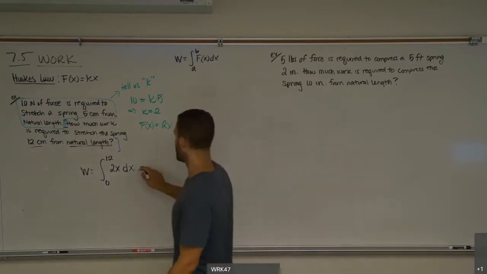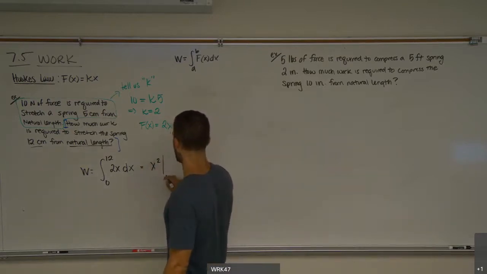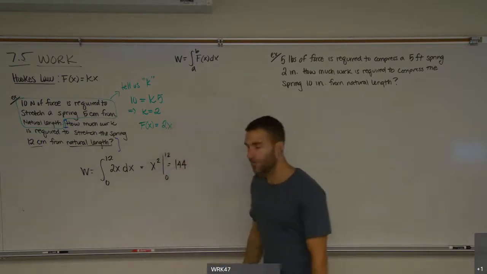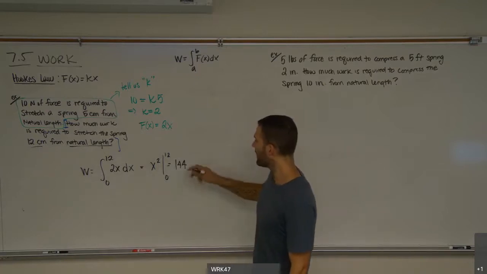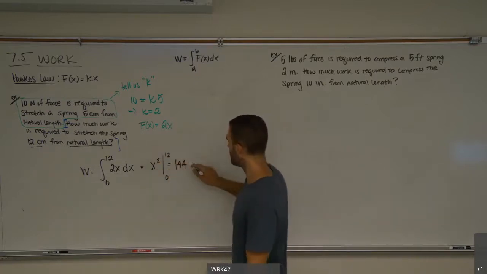Now we have a very simple integral to take. The antiderivative is x squared from 0 to 12. That gives me 144 minus 0, or 144. In this case, my units would be newton centimeters.